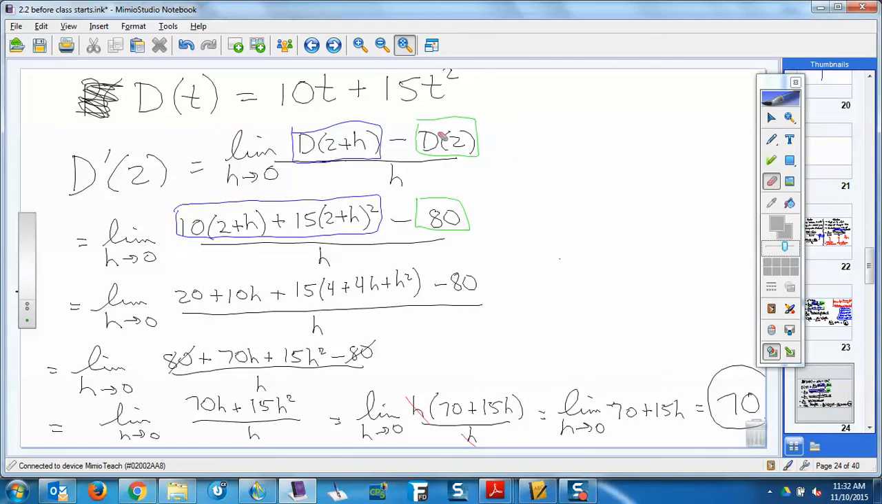All right, then we did this one. We got 70. Oh, wait. Now we know that the derivative of that's actually what? 10. Derivative of 10t is 10, plus 30t. Put a 2 into that.